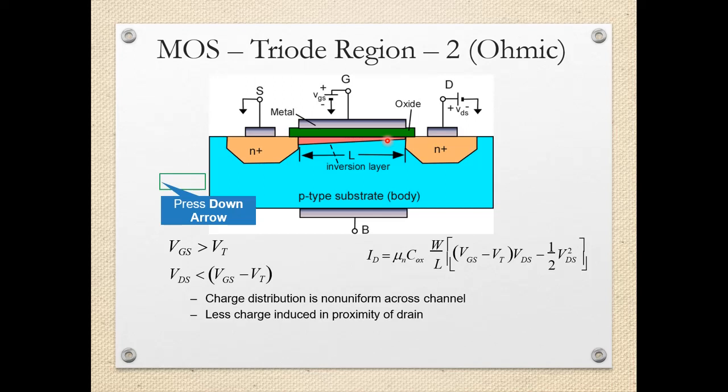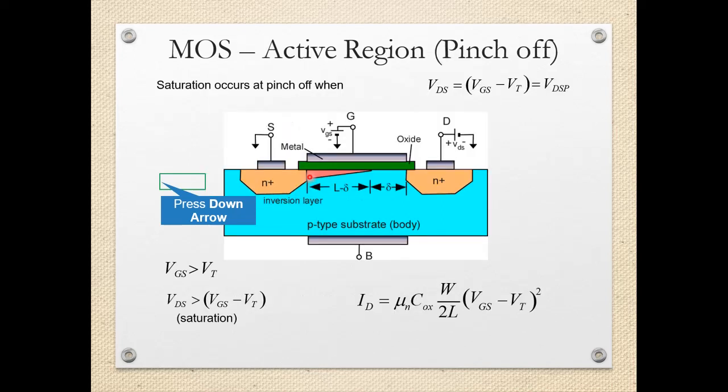So charge distribution is non-uniform across the channel. So previously in the first triode region the channel was uniform, and now the distribution of electric charge is uneven. There is less charge induced in the proximity of drain. So near the drain you can see there is less charge. So this region has now started slightly reducing. This is also called as the ohmic region because there is a linear relationship between the drain current and the drain to source voltage.